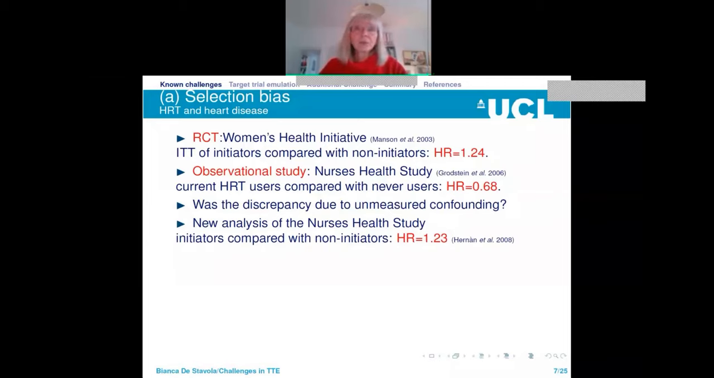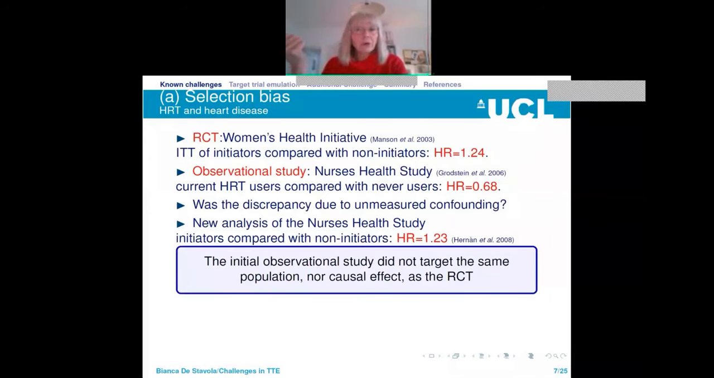So the conclusion here is there were two errors in the 2006 publication of the observational study. Well, errors in the sense that your aim was to compare the results with the RCT. The initial observational study did not target the same population because it was comparing women ever users versus never users. So the sum of the two was a different population from initiators versus non-initiators. It's a different cut through the population. And also they were targeting a different causal effect because the exposure was different. So different population, different causal estimate, or as we like to call it, target of the estimation.